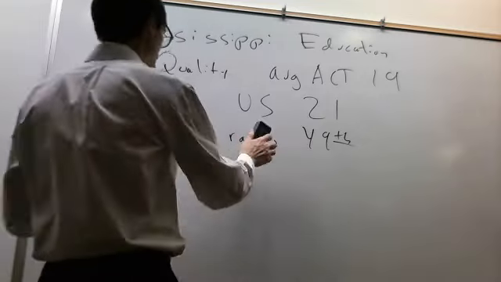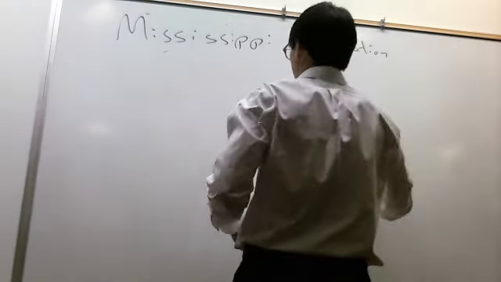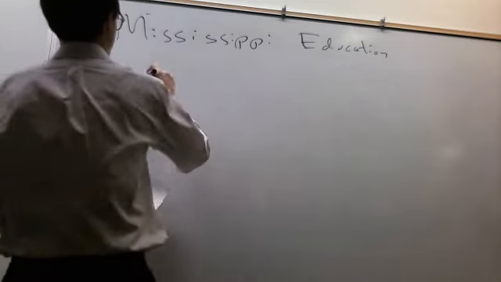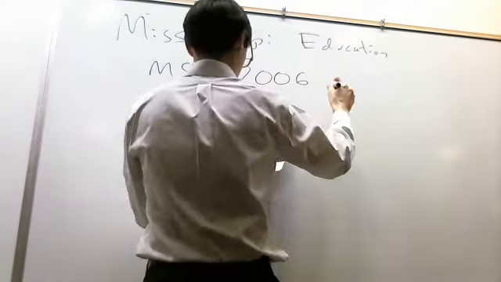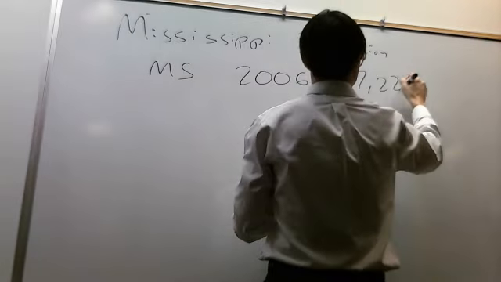However, we also have some stuff that's tied to the way that we fund our schools, right? So I was talking about the overall funding level per state. So in Mississippi, in 2006, expenditure per pupil was $7,221.